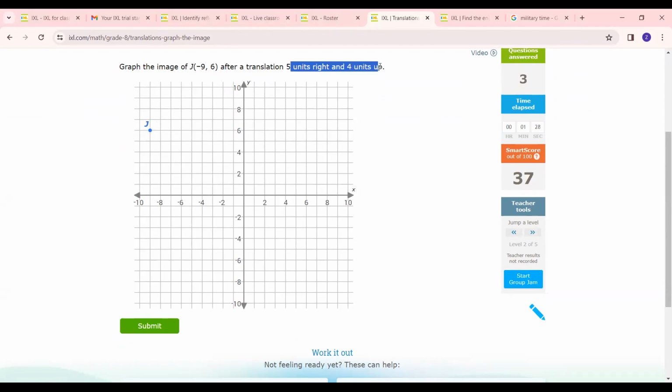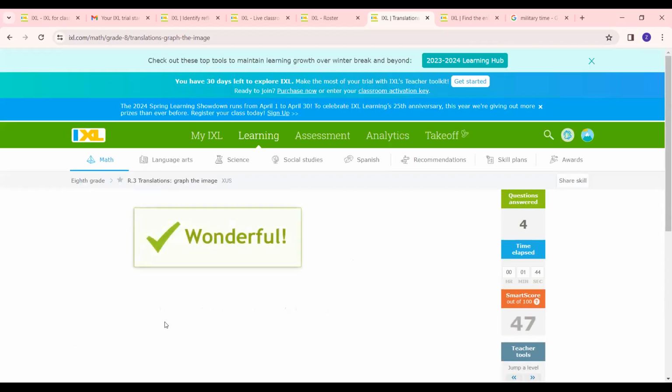5 units to the right and 4 units up. It's gonna be 1, 2, 3, 4, 5. How many units up? 4. So 1, 2, 3, 4. It's gonna be right there. So basically that's how you do it.